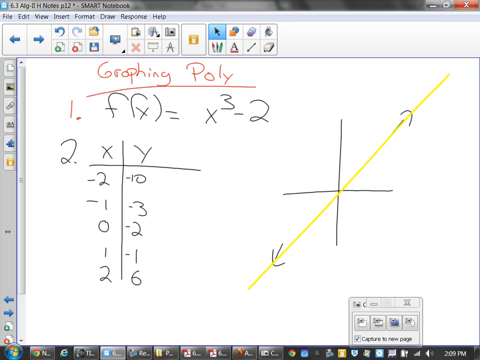Okay? Notice I'm not picking really large numbers. I'm trying not to make things very difficult for myself. Using 2s, 1s, and 0s, positives and negatives, is exactly what you need to do to plot these. You're getting the rough idea of what's happening around the origin. If you think back to when you learned how to graph lines, isn't that the same numbers you picked also? Probably.